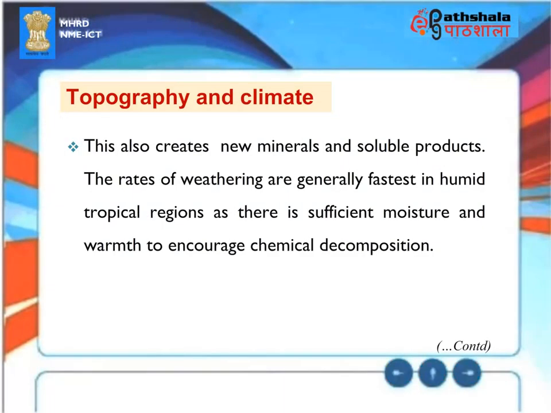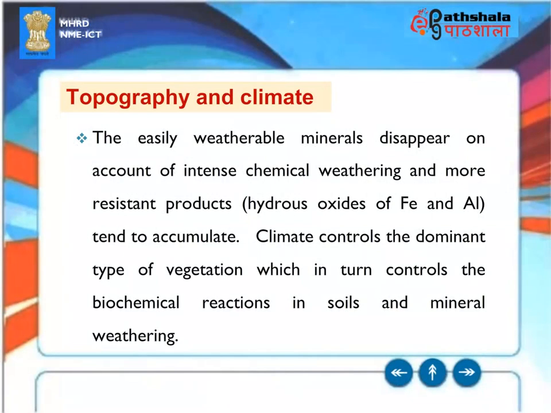The rates of weathering are generally fastest in humid tropical regions, as there is sufficient moisture and warmth to encourage chemical decomposition. The easily weatherable minerals disappear on account of intense chemical weathering, and more resistant products tend to accumulate, such as hydrous oxides of iron and aluminum. Climate controls the dominant type of vegetation, which in turn controls the biochemical reaction in soils and mineral weathering.